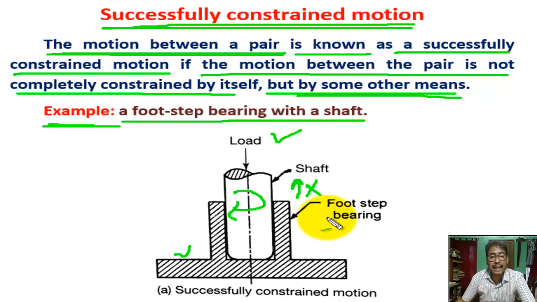Okay, another example, the motion of an IC engine valve, which is kept on its seat by a spring. The spring keeps it in the right place, and the piston reciprocates inside the engine cylinder. This is also an example. Okay.